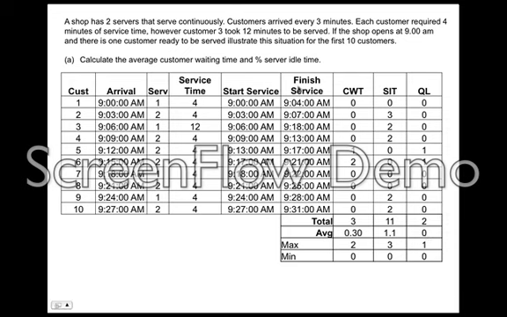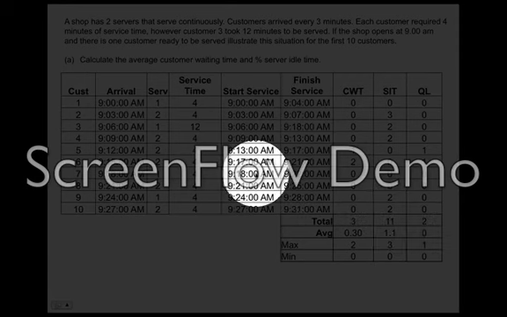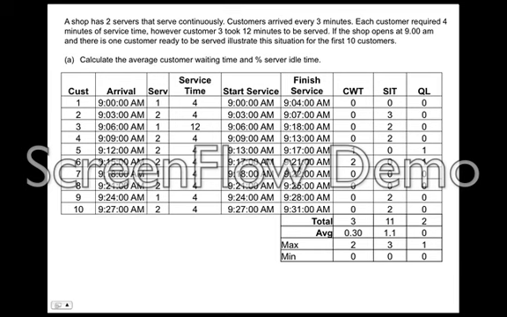Now to work out the average customer waiting time, just have the total customer waiting time divided by the total number of customers, and we get an average of 0.3. The percentage server idle time is this number here, which is 11, divided by the time that we were running. So we started at 9, it went to 9:31, so we're looking at a 31-minute time block. So it's 11 divided by 31 times 100 to give you a percentage, and then divide by the number of servers.